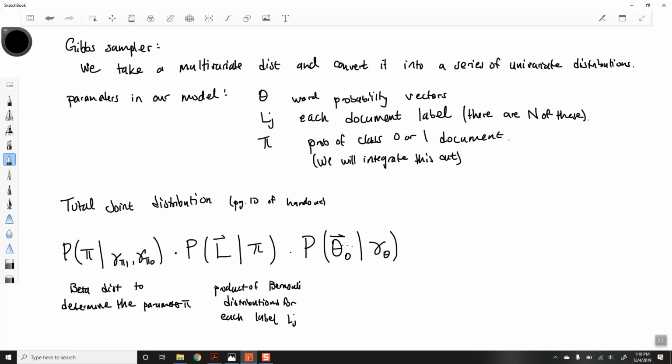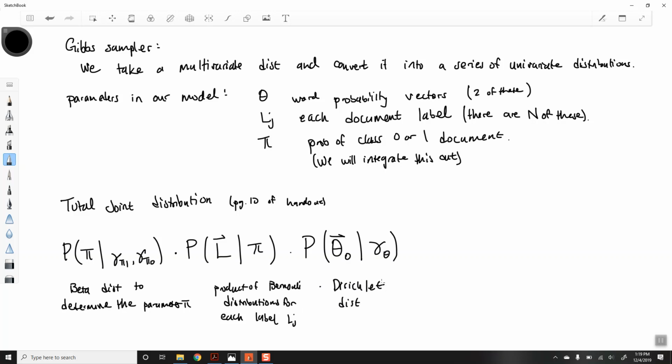So theta, what is theta 0? There's two of these. Theta 0 is the word probability vector, right? It's the vector of all the word probabilities that sum up to 1. That comes from which distribution? The Dirichlet distribution, right? So this is going to be a Dirichlet distribution.